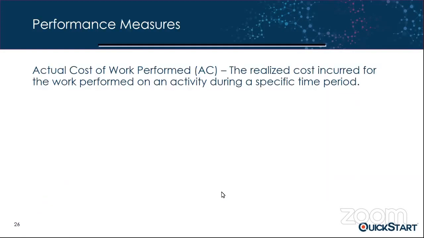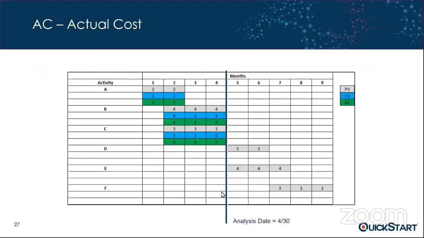The next performance measure that we're going to look at is the one called actual cost of work performed. This is the actual cost. And as the definition says there, this is the realized cost incurred for the work performed on an activity during a specific time. And this one is not tricky at all. This is really, hey, how much did it cost us to perform this activity in this month? And let me now show you that.